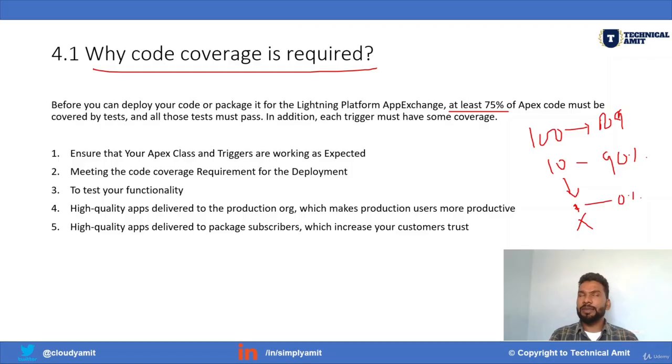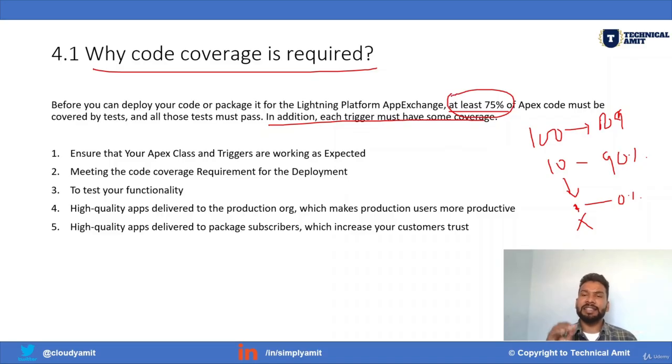So if you have 89% of code coverage overall, that is well and good. But again, the Salesforce deployment process is going to check if all the triggers inside your Salesforce environment have at least 1% of code coverage or not. If a trigger doesn't have any code coverage, then it is going to throw an error. And that's why it says that in addition, each trigger must have some code coverage.